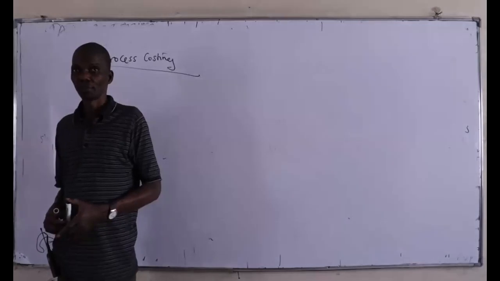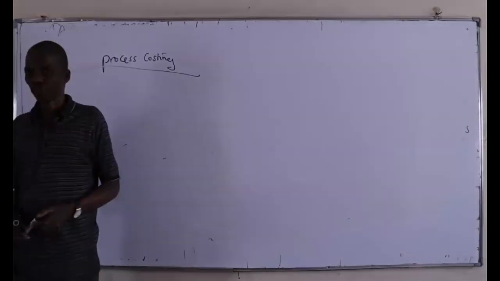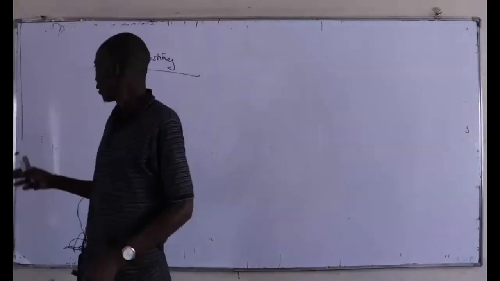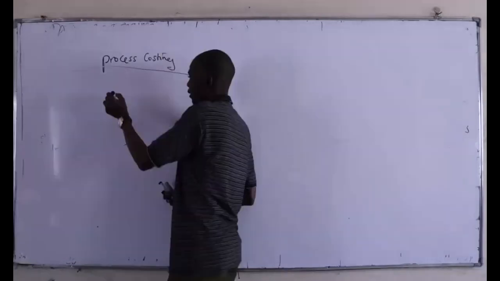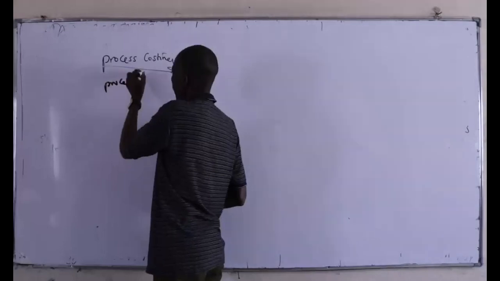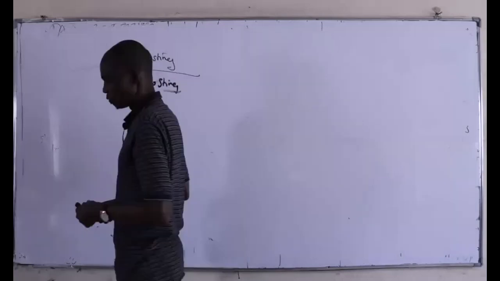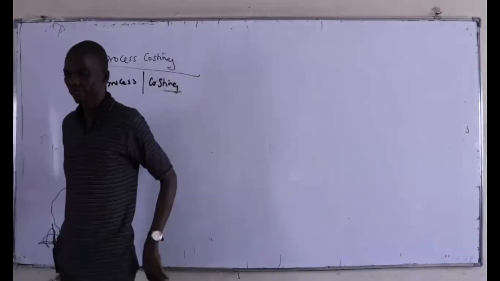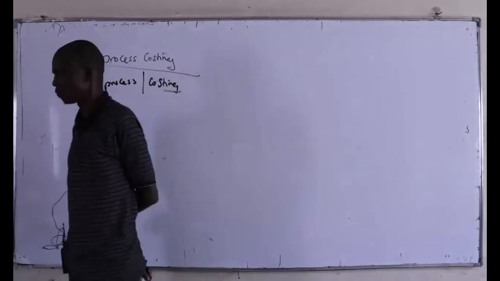So in our today's class, we want to proceed and look at another area. The area of our discussion today is on process costing. Now, process costing, like we had seen, has two things there. We have process and we have costing. So this is basically a model of costing where the cost units undergo various processes before the final units of the commodity are obtained.